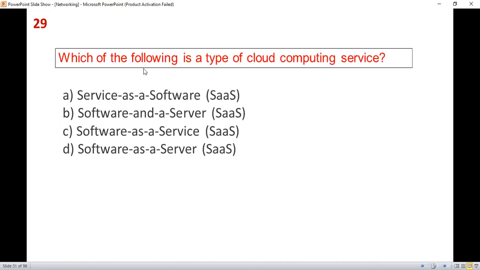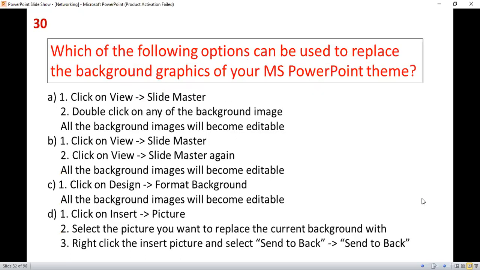The next question you can see: which of the following is a type of cloud computing services? Yes. For this question, the answer will be software as a service. Right. This is a very simple question. We can move to the next question.